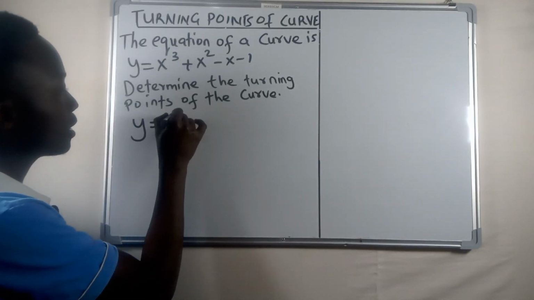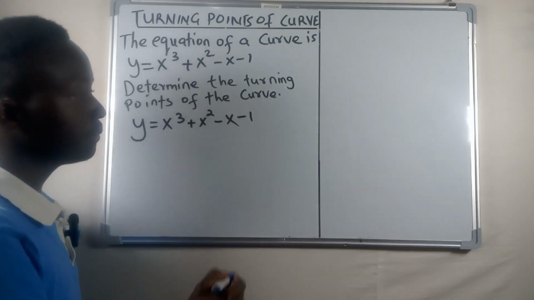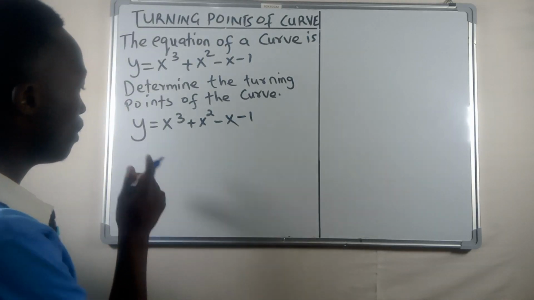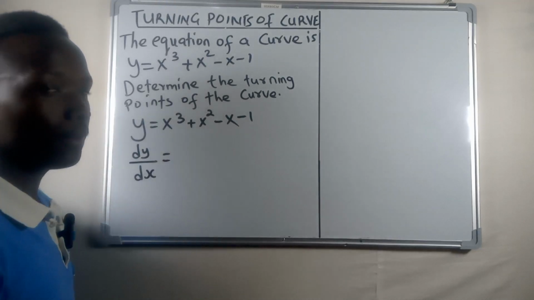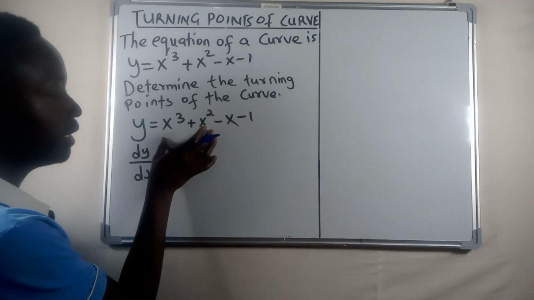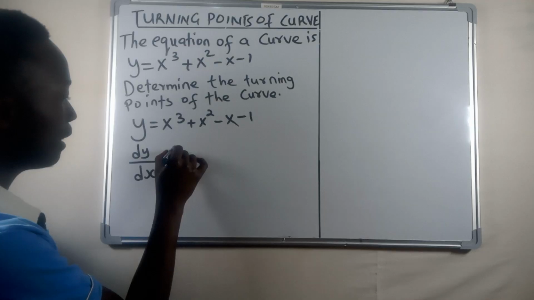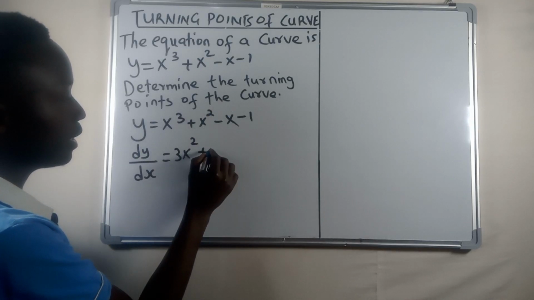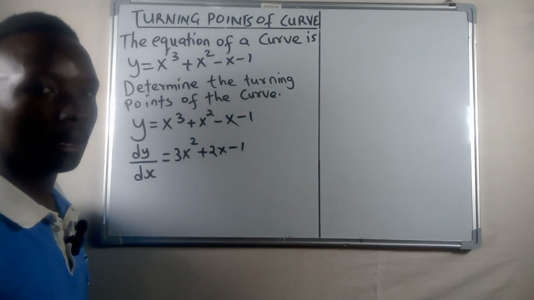So we will take our equation y equals x cubed plus x squared minus x minus 1. We are first going to find the gradient function of our function, or what we call dy over dx. And for dy over dx, we differentiate the function of y with respect to x, and we will have 3x squared plus 2x, then when we differentiate x, it will give us 1.